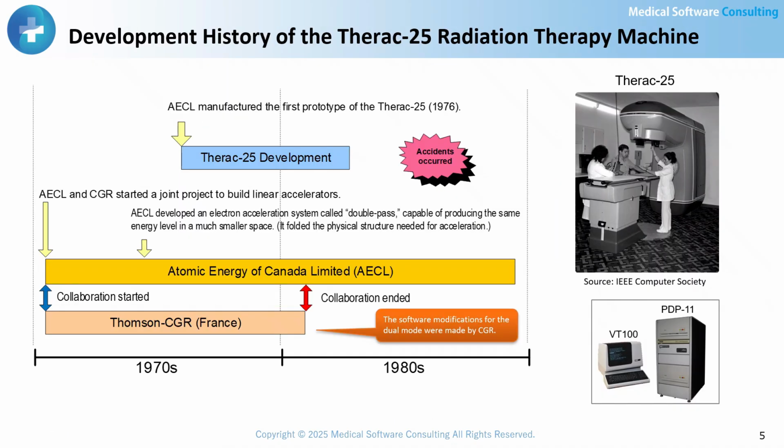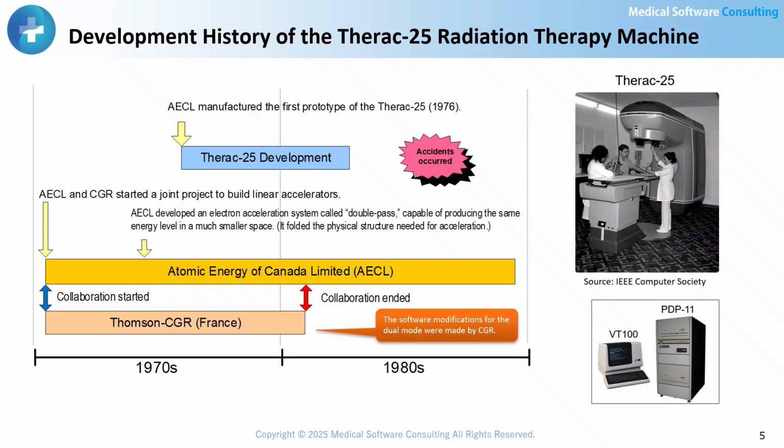In the early 1970s, Thomson CSF, CGR, of France and Atomic Energy of Canada Limited, AECL, began a joint venture to develop linear accelerators. Later, using AECL's double-pass electron acceleration system, which could generate the same energy levels within a much smaller space, CGR developed the Therac 6, a treatment machine that used only X-rays. In the Therac 6, the computer was used only for peripheral tasks and did not control the overall operation of the machine.